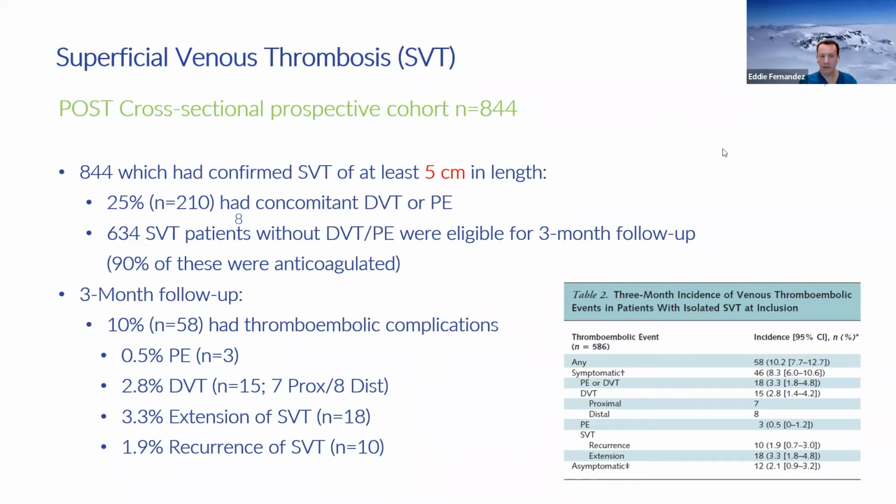So that leaves 634 patients with SVTs without a DVT or PE that were eligible for a 3-month follow-up. And of those, 90% were already anticoagulated. At the 3-month follow-up, 10% of them had some form of thromboembolic complication. About 0.5% had a PE, 2.8% had a DVT, 3.3% had an extension of the SVT, and 1.9% had a recurrence.